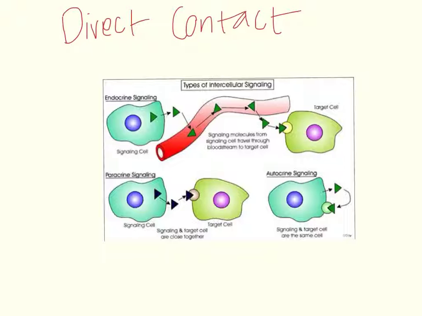Endocrine is when cells send signals through multicellular organisms. Hormones that are in one part of the body target the rest of the body.